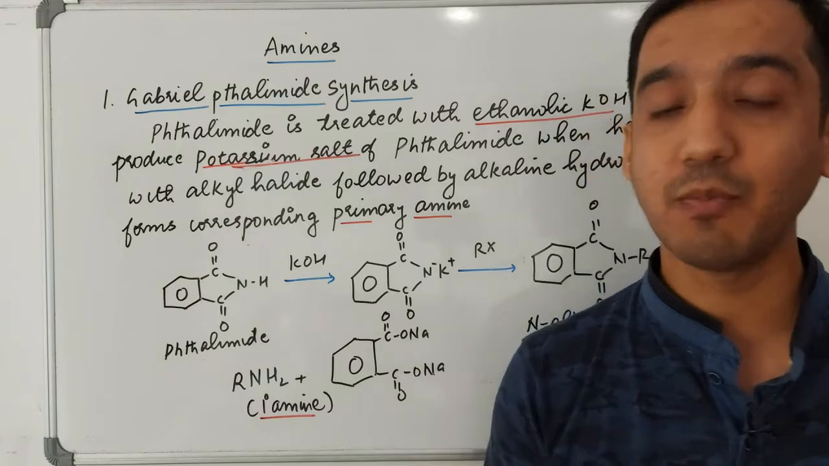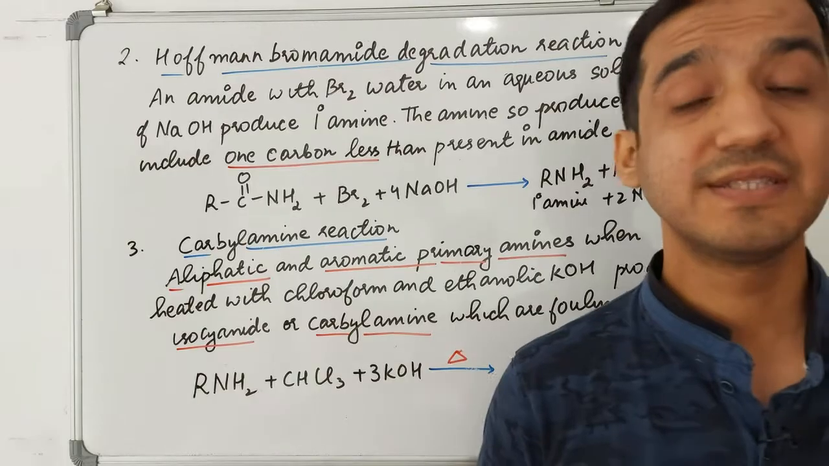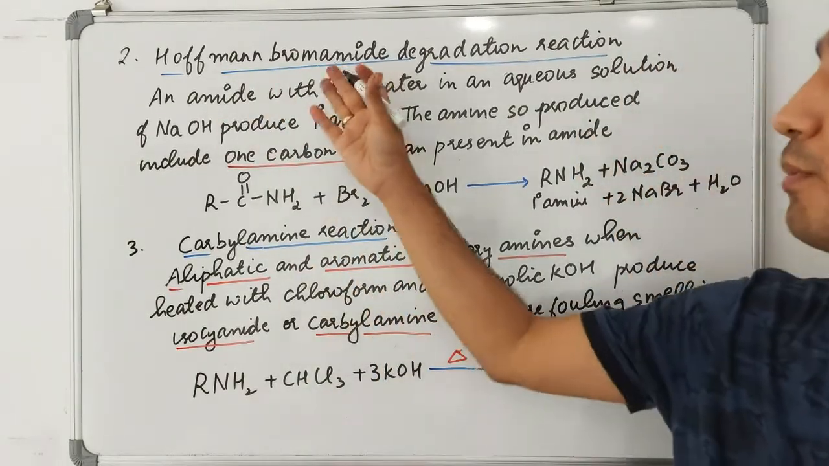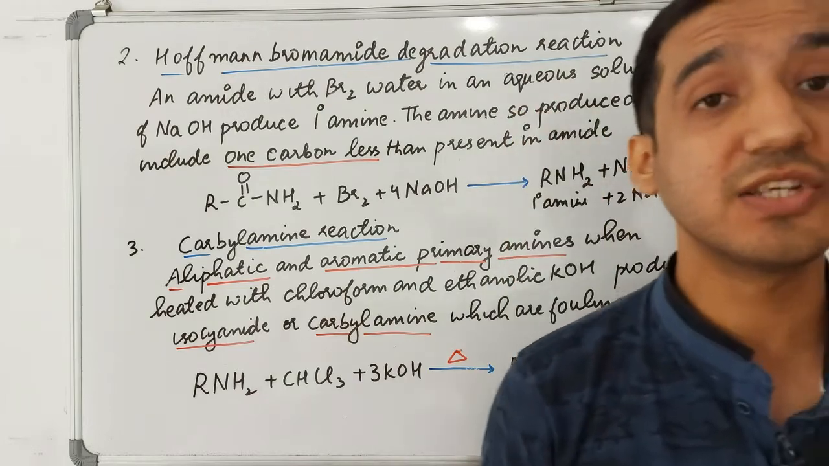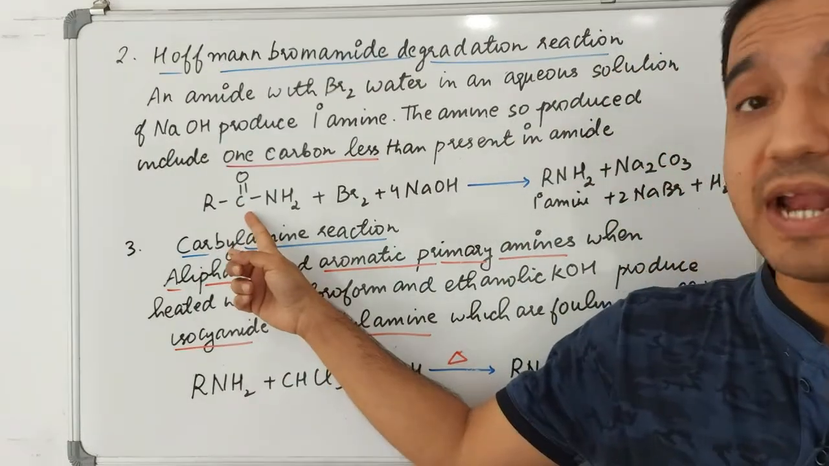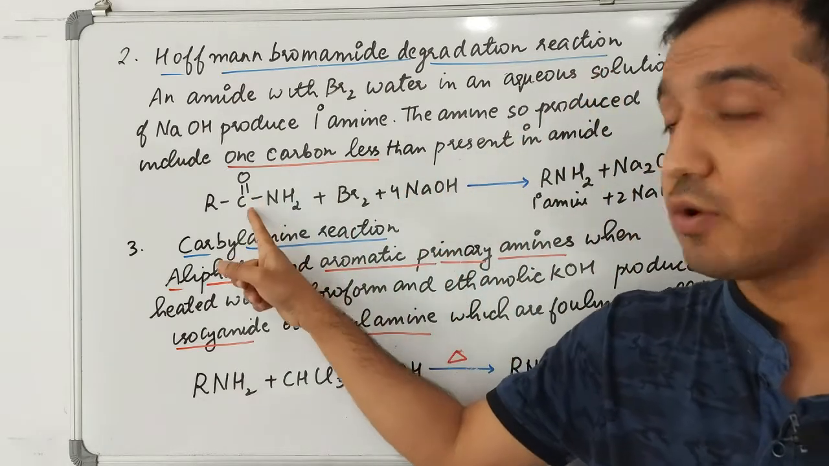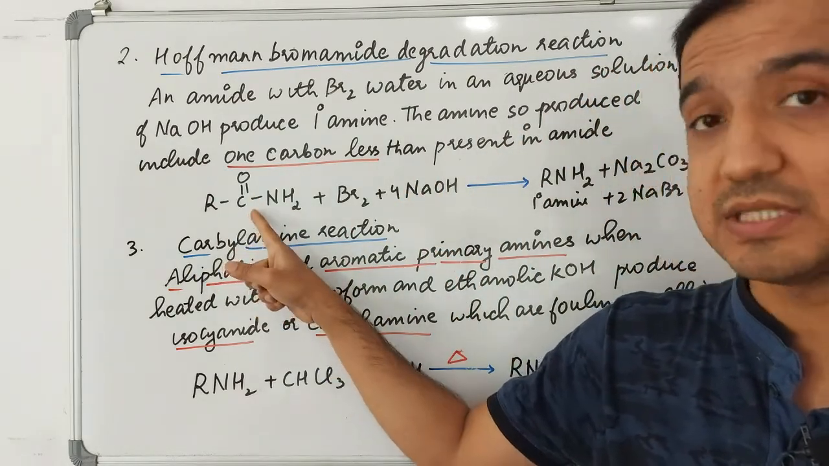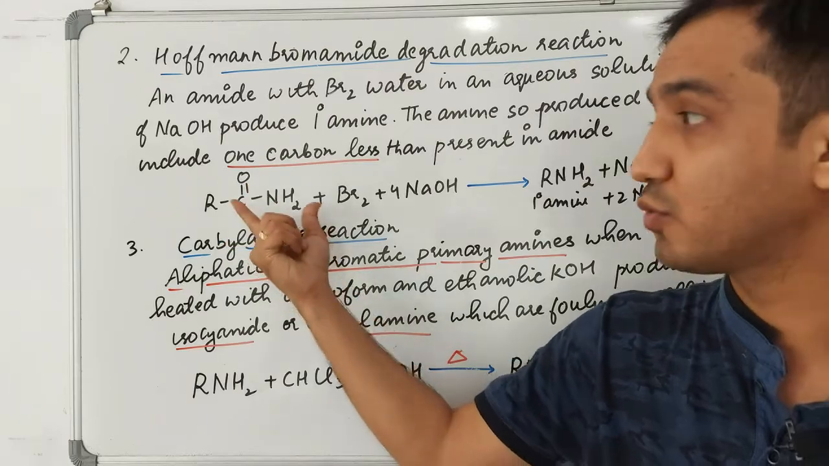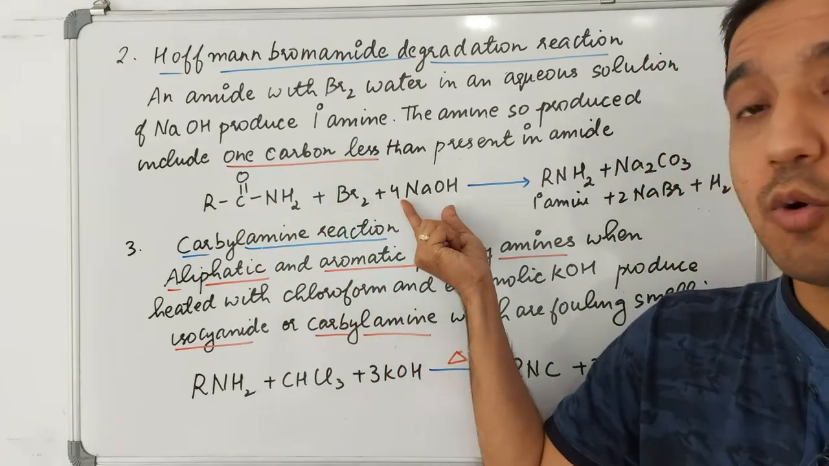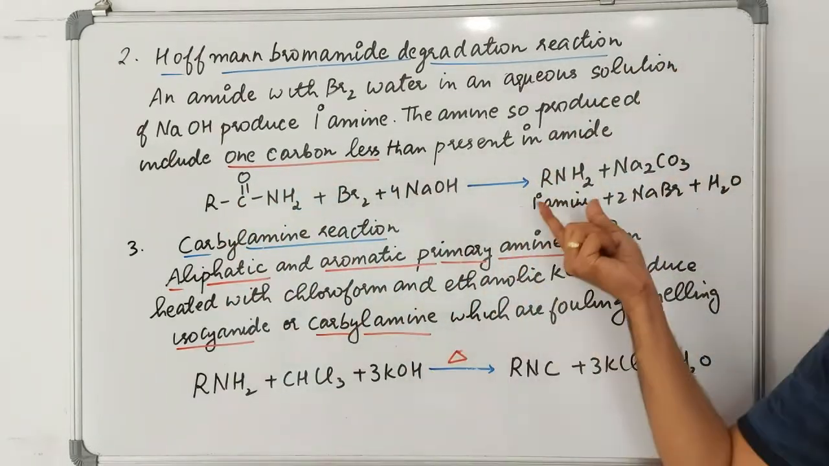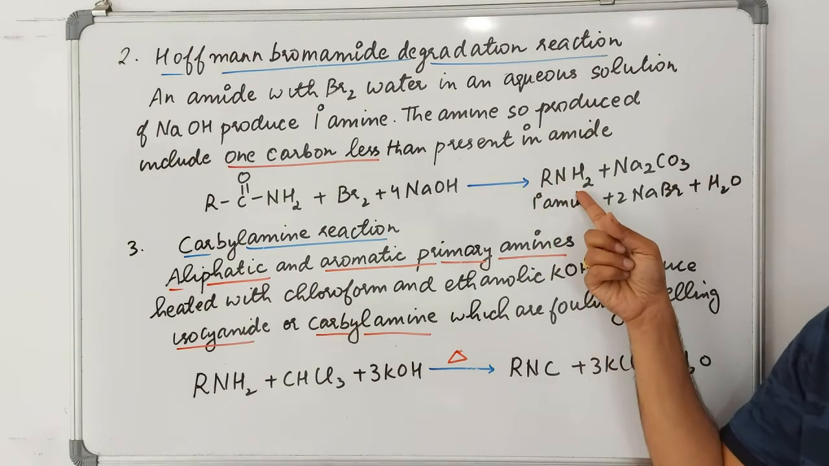You won't get aromatic primary amine. The second reaction is called the Hofmann bromamide degradation reaction. In this reaction, you take an amide and react it with bromine in the presence of an aqueous solution of NaOH. So when you take the amide, which is C double bond O NH2, and it reacts with bromine and NaOH, it results in the formation of an amine, which is RNH2.